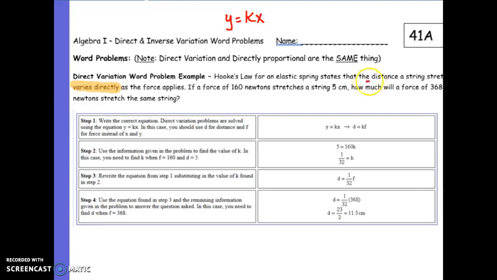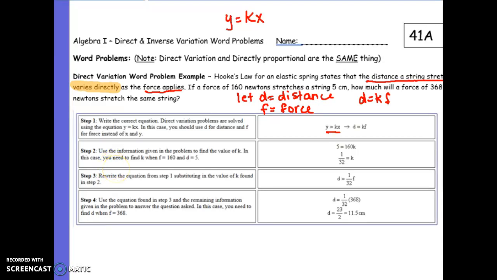All right, the distance the spring stretches, so we're going to let d be the distance, varies directly as the force applied. So we're going to let F be the force. Because it's varying directly, instead of y equals kx, we're actually going to say d is equal to k times F. So the distance varies directly as the force. It's easier to keep organized when you have variables that begin with what you're looking for.